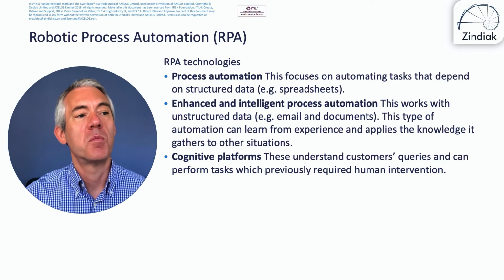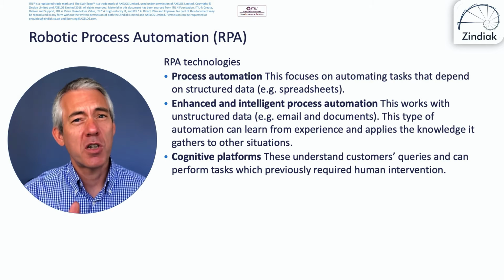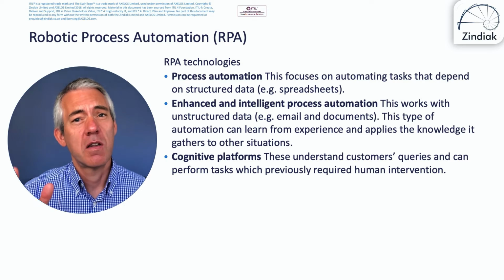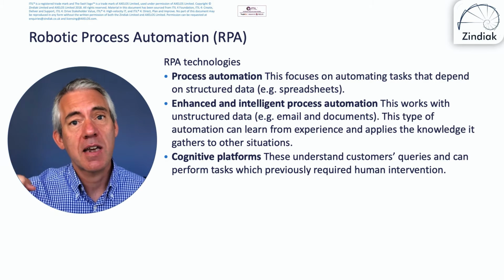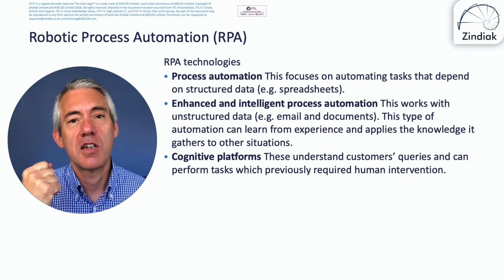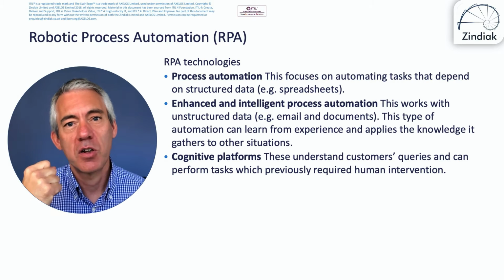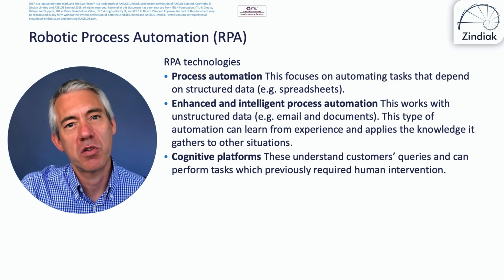Cognitive platforms. These understand customers' queries and can perform tasks which previously required human intervention. I'm pretty sure you will have come across these. The two most common are, you phone a help desk and you get through to a robot and it'll say things like, in your own words, tell us what your problem is, and you try and tell them, oh, so your problem is this, right, we'll put you through to the right people.